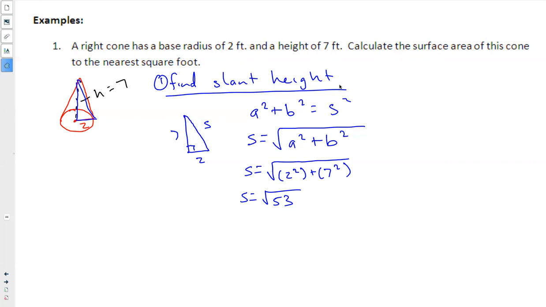I'm going to leave it as a radical, root 53, because that is an exact answer. So now we know our slant height is root 53. Now let's go ahead and find the surface area of the cone using the formula we talked about on the last slide.